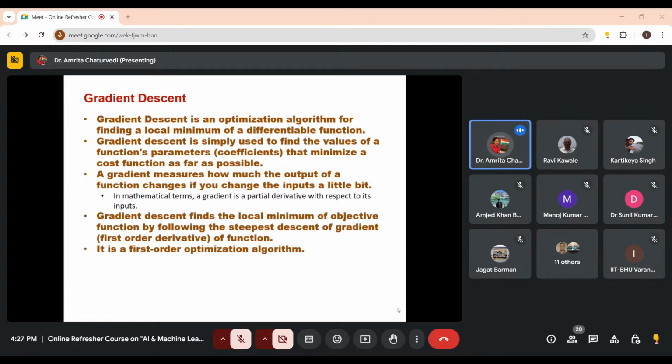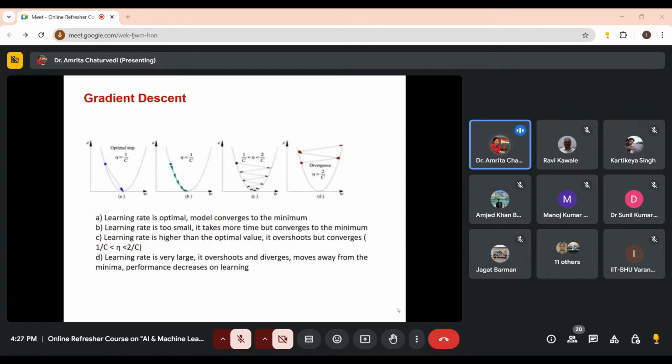At each iteration, you find the differential of that cost and adjust the parameters using that differential. This you keep on doing till you reach the optimal parameters and the minimum cost. So gradient measures how much the output of a function changes if you change the inputs a little bit. In mathematical terms, a gradient is a partial derivative with respect to its inputs. So gradient descent finds the local minimum of the objective function by following the steepest descent of the gradient. That is a first order derivative of the function, so it is a first order optimization algorithm.